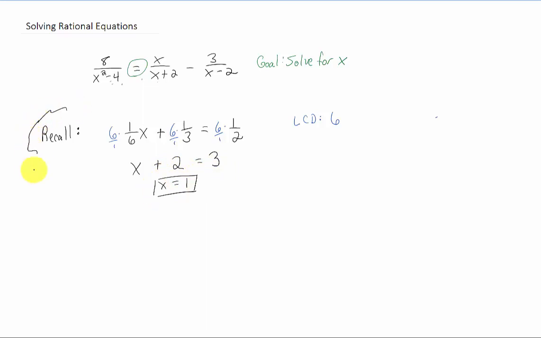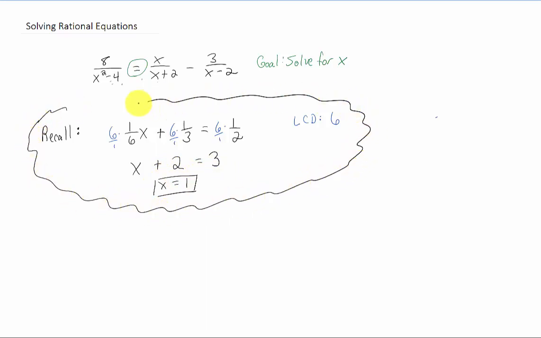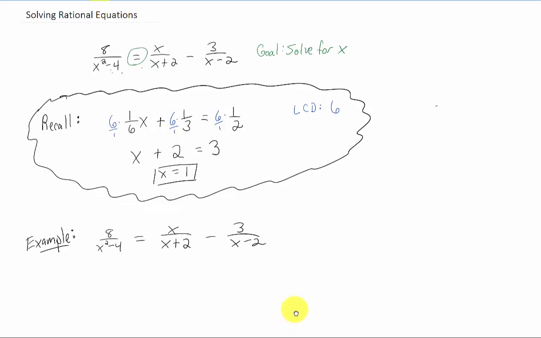Now, this is the exact approach that we're going to take to solve rational equations. We're going to find the least common denominator, and we're going to multiply every single term in the equation by that least common denominator to get rid of all of our fractions and leave a much simpler equation. Okay, I think we're ready to try this thing out.